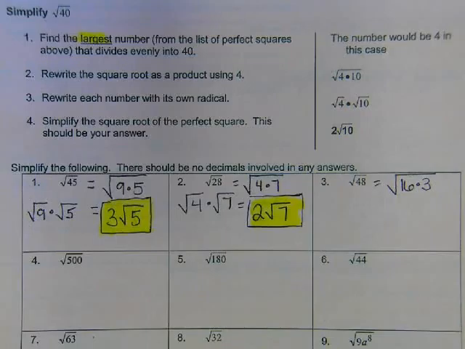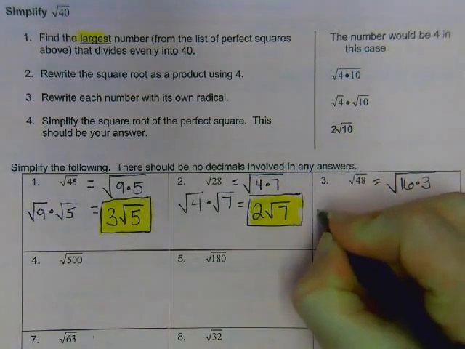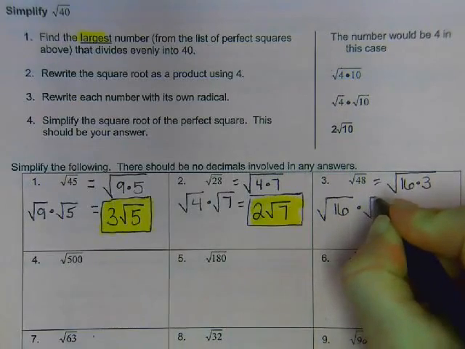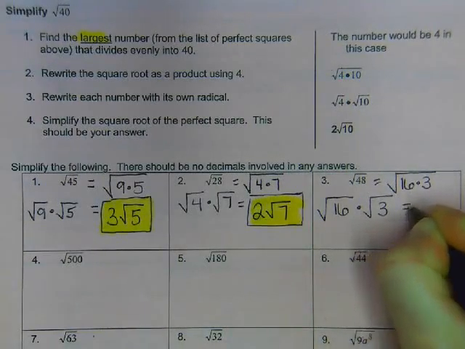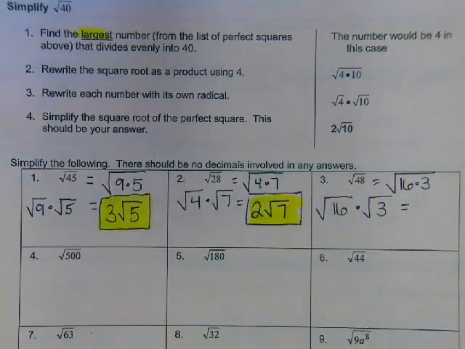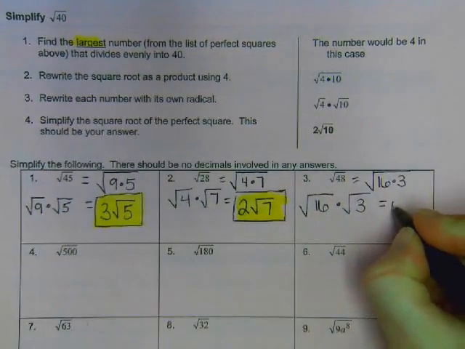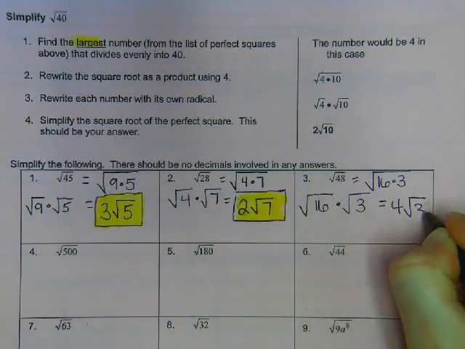All right, so now I break it apart. The square root of 16 times the square root of 3. What would that simplify to be? Very good. 4 times the square root of 3.